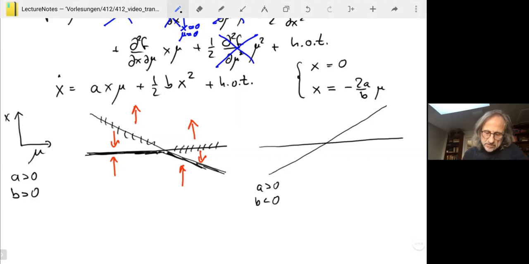Let's just complete the picture so we can talk about it in one fell swoop. So stability, in this case, when a and b have opposite signs: let's say mu is negative, a is positive, x is positive. If x is positive and mu is negative and a is positive, this is negative. b is negative and x is positive, so these both would be negative. So up here, the flow is downward. And then the rest looks like this.